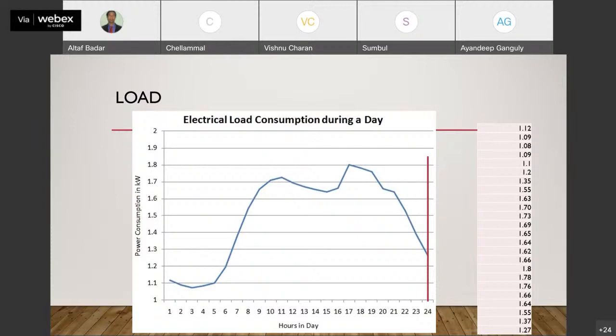I have taken 1.12 in the first hour. Second hour, it goes to 1.09, 1.08, then 1.09, 1.1, and so on and so forth. Around 5 p.m., it has reached 1.8, then again 1.78, and it goes down. And at the 24th hour, I say it is 1.27. So these are the values that I am going to take for the load.